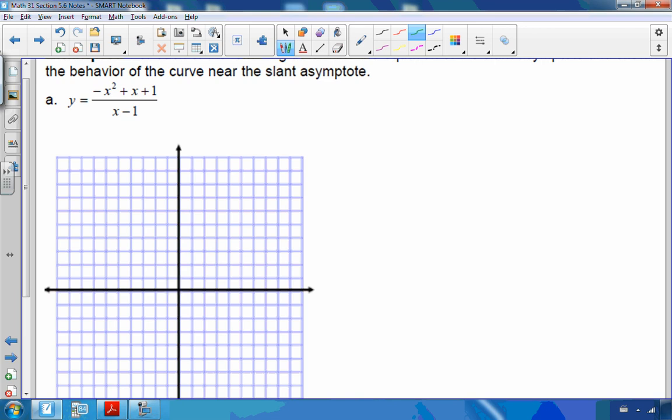First of all, I just want to check to see if it does in fact have a slant asymptote. The degree of the numerator is 2, the degree of the denominator is 1. The difference between those is 1, so I know that I'm going to have a slant asymptote. To figure it out, let's use long division.